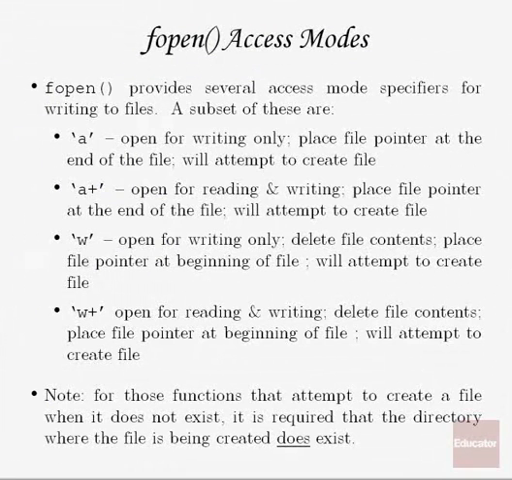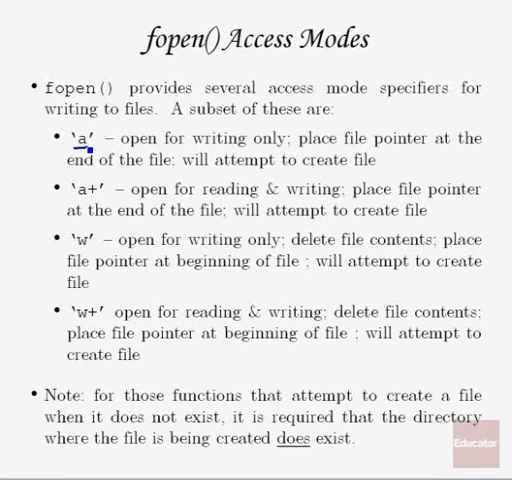So let's take a look at the different access modes available to fopen. A subset of the different access mode modifiers, and these are the ones that we're going to use in this course, primarily is the A access modifier, and basically that's a modifier that says it opens the file in append mode. Basically what it says is it opens the file for writing only, and you place the file pointer at the end of the file.